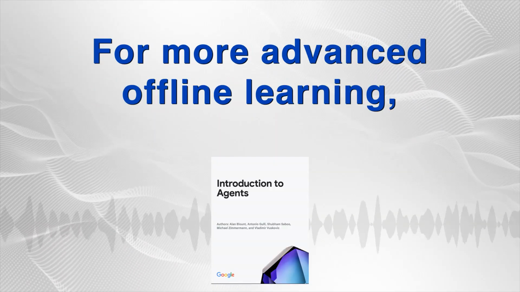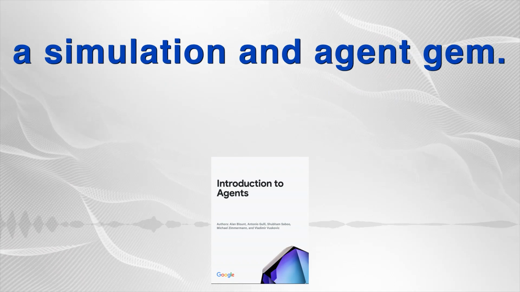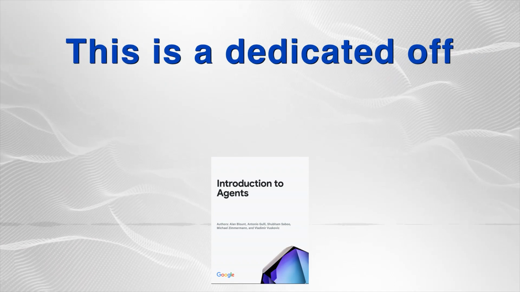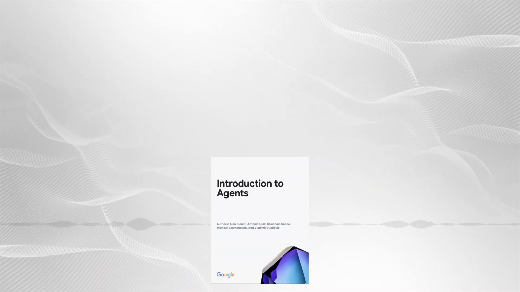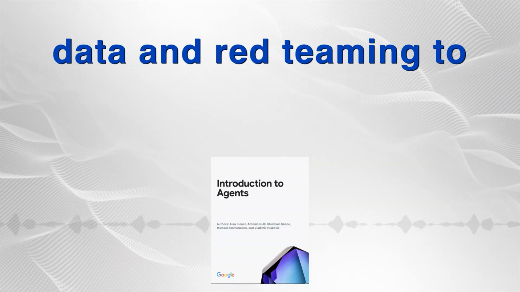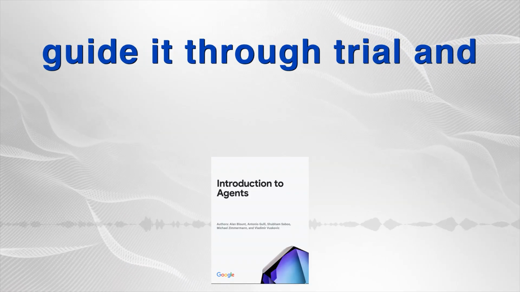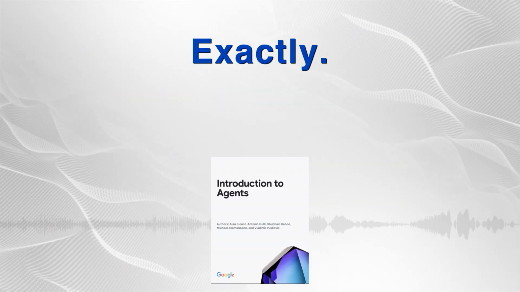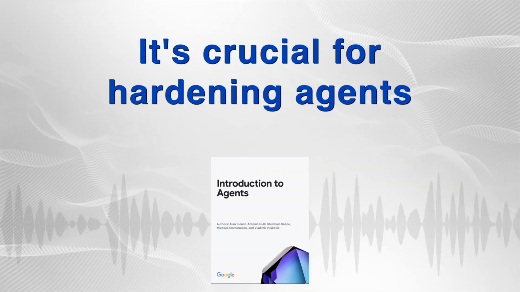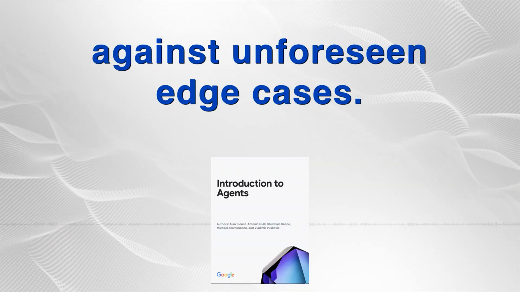For more advanced offline learning, you have the concept of a simulation and agent gym. This is a dedicated off-production platform, a safe digital crash test environment. So you can use synthetic data and red teaming to pressure test an agent and guide it through trial and error without ever putting live business data at risk. Exactly. It's crucial for hardening agents against unforeseen edge cases.